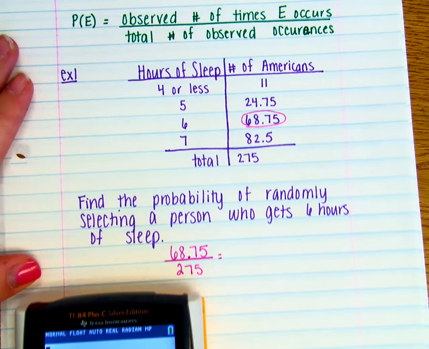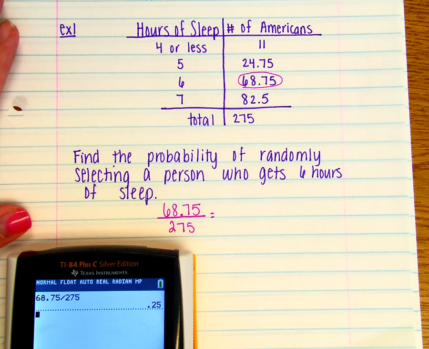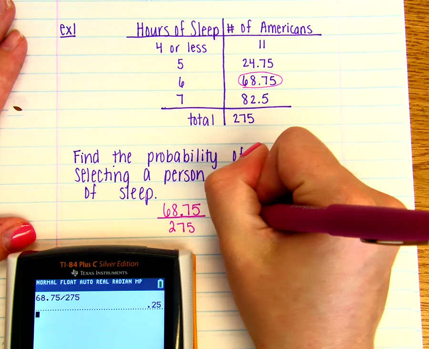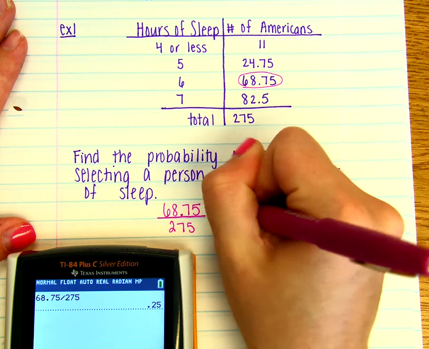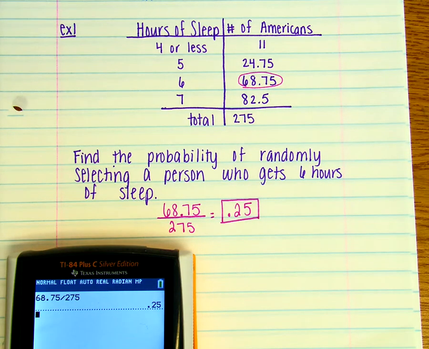So in our calculator, we just do this math. 68.75 divided by 275, and we get 0.25. So there is a 0.25 probability of us selecting a person who gets 6 hours of sleep.